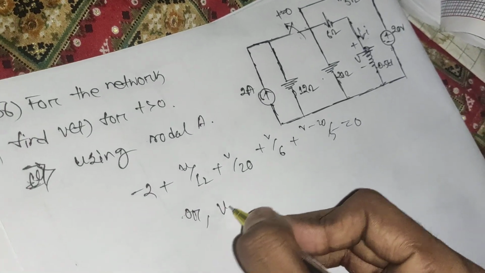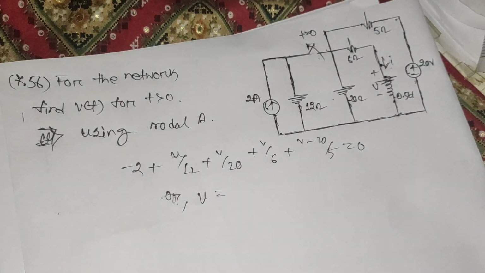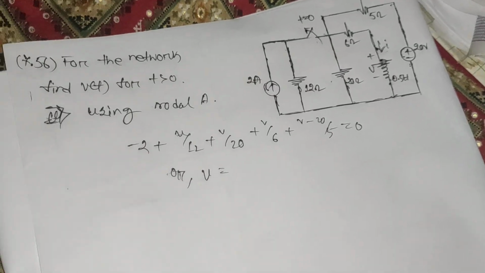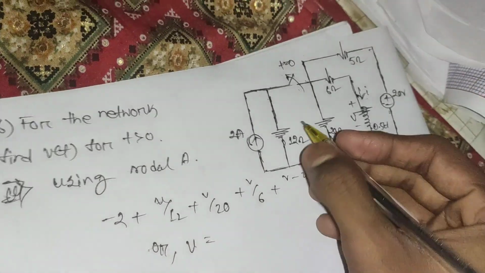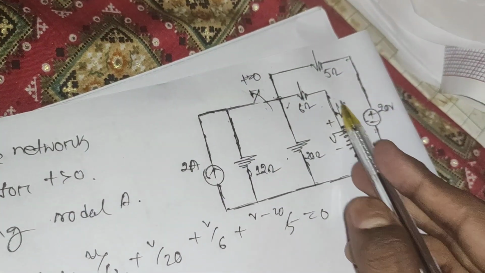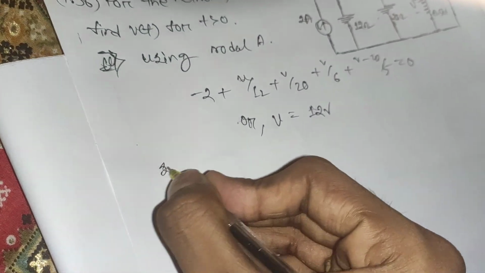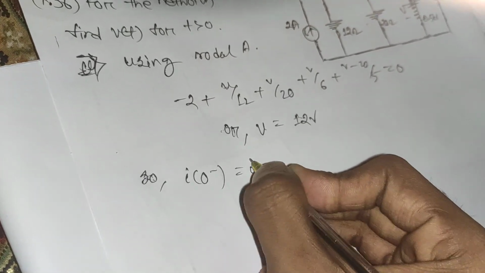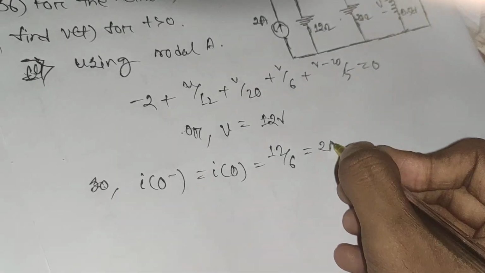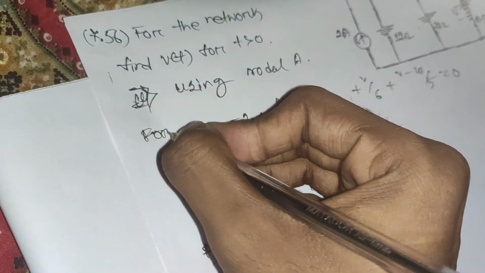So let's quickly calculate v using my calculator. So the voltage at this node will be 12 volts. Current through the inductor I equals v by 6, right? So I(0-) equals 12 divided by 6 equals 2 ampere. This was for t less than 0.